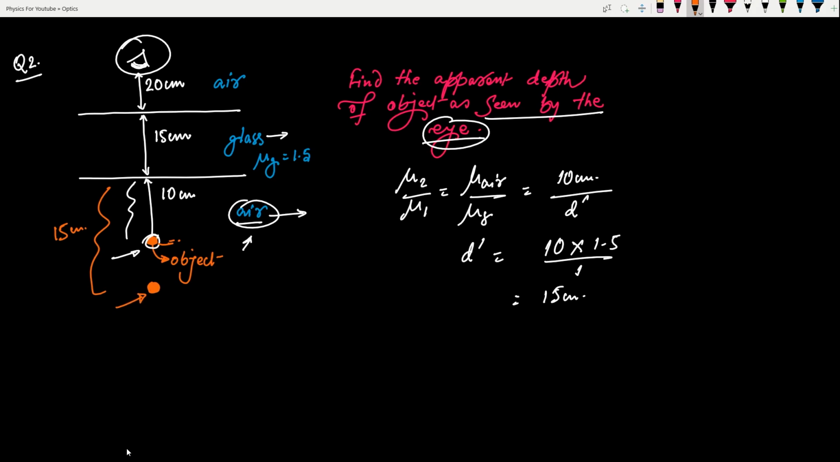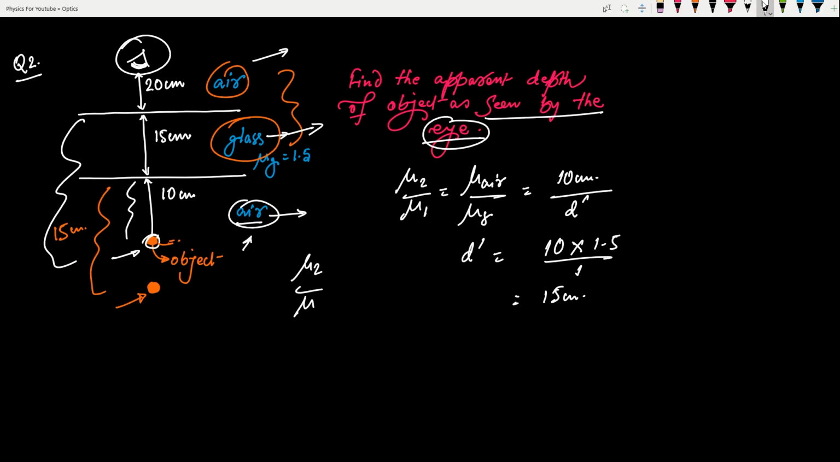Now once we got this answer, this position of the object will act as the virtual object for the combination of air and glass medium. Simple. Therefore we can solve again. Since now this is one medium air and this is the second medium glass, the object is kept in the second medium. Therefore we can say that mu2 by mu1, that is refractive index of glass, because forget about air now, we are dealing with air and glass, because we only deal with two medium in case of real and apparent depth.